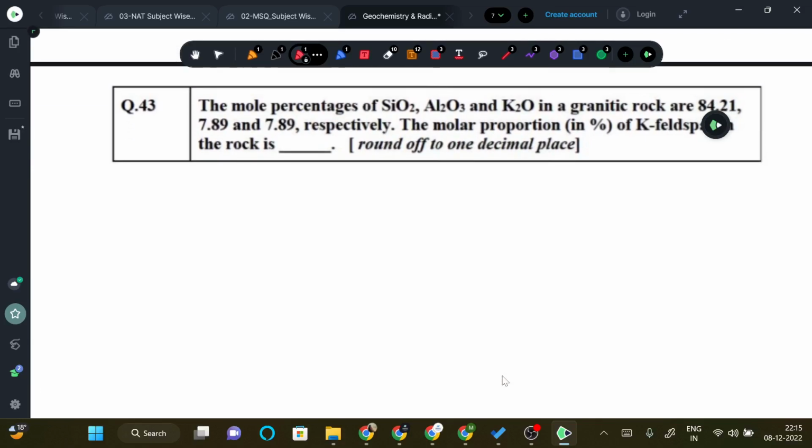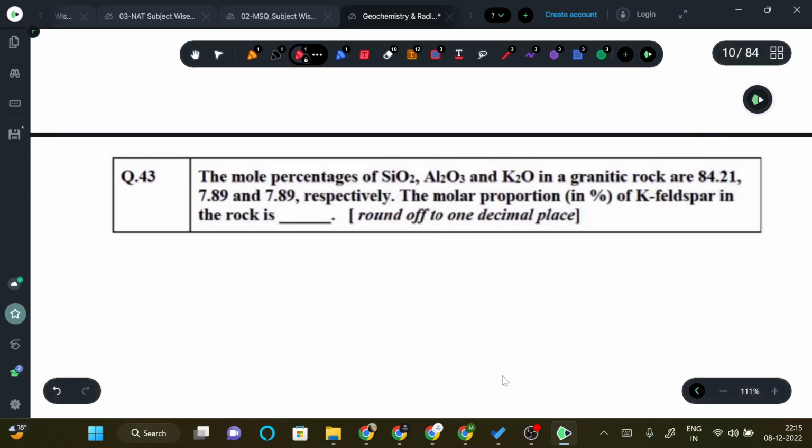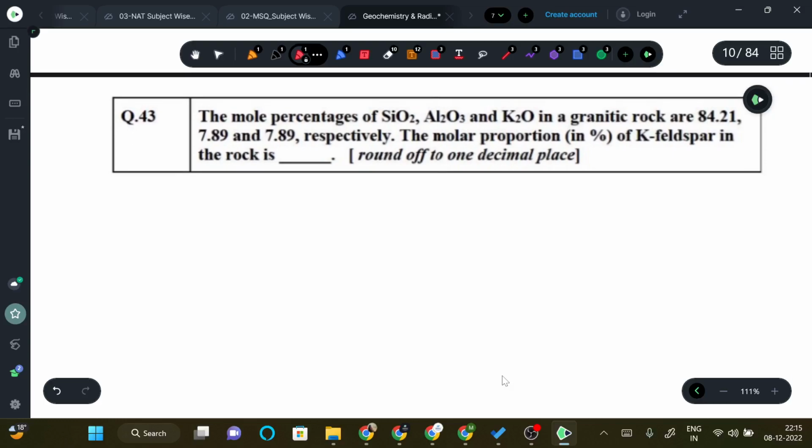The next question says, now this is a simple mole concept question. You can easily expect such kind of questions even in IIT-JAM. The mole percentages of SiO2, Al2O3 and K2O in a granitic rock are 84.21, 7.89 and 7.89. The molar proportion in percentage of K feldspar in the rock is.